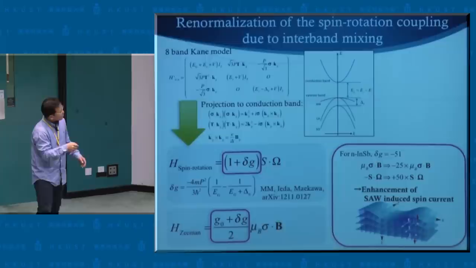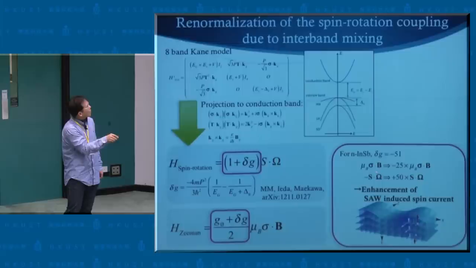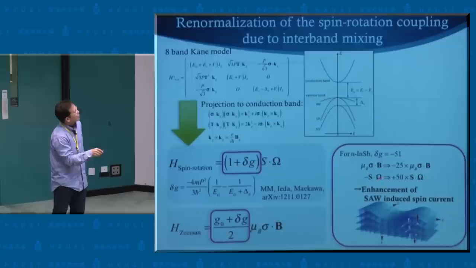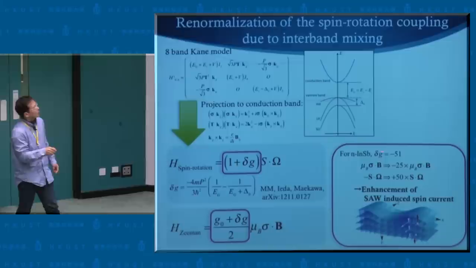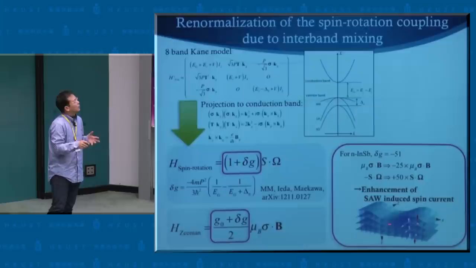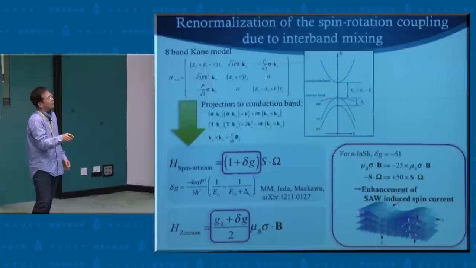So, for instance, in the indium antimonide case, the delta g is minus 51. In this case, the bare Zeeman coupling becomes 25 times larger than the original coupling, and the spin-rotation coupling is modulated to be 50 times larger than the bare coupling. And as discussed before, this spin-rotation coupling is responsible for the creation of the spin current by the surface acoustic wave. So this result means that we also have the enhancement of the surface acoustic wave induced spin current.